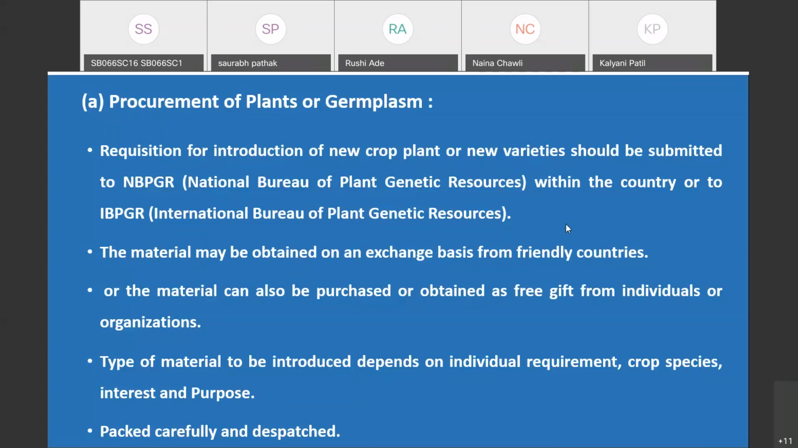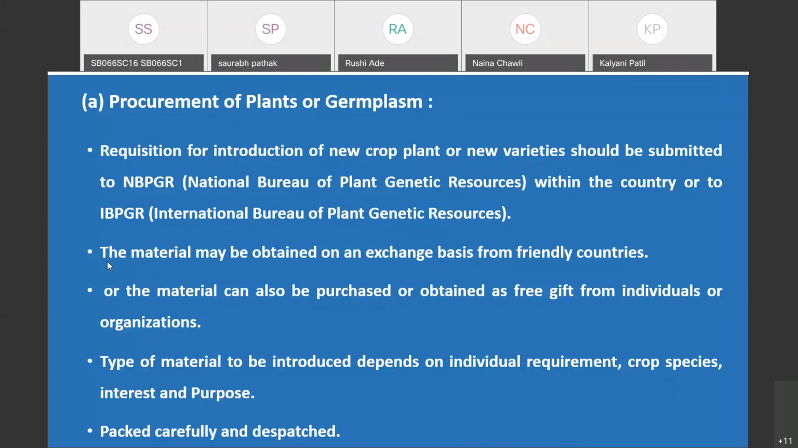The best way is that the institution or individual should write the letter directly to the institution or the individual abroad which has that particular plant material, and a copy of that letter should be sent to the National Bureau of Plant Genetic Resources for the speedy introduction of the plant material. Okay, thus there are two ways by which the plant material can be obtained.